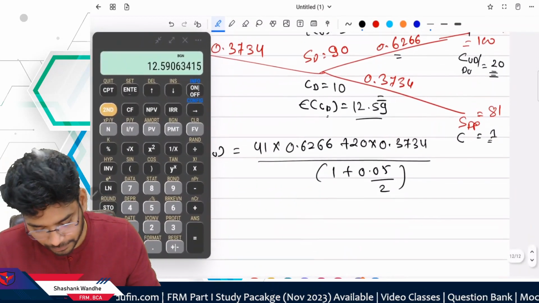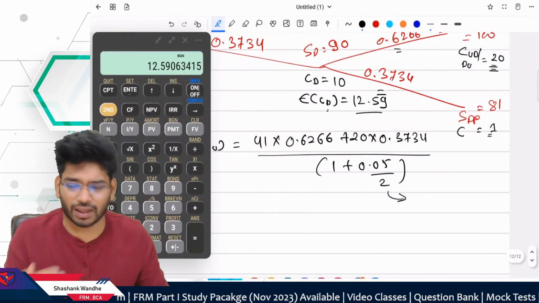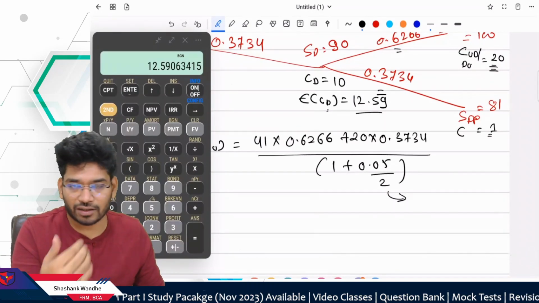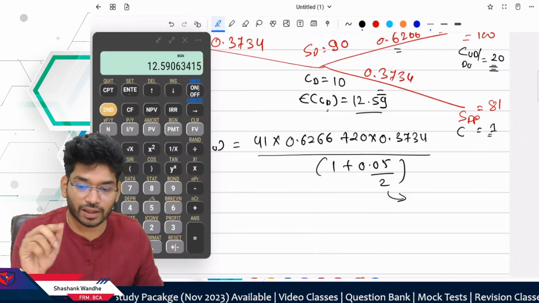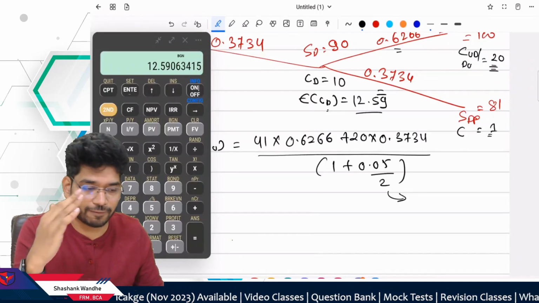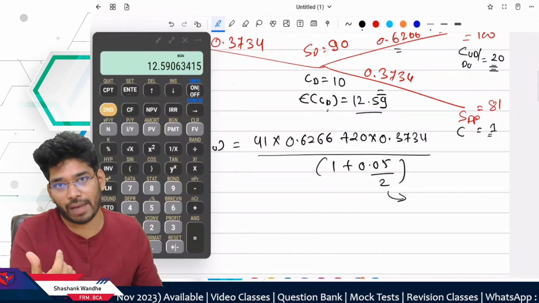Now remember, I directly assumed this particular rate, the 5% rate, as semi-annual. If you want to do this, simply divide the 5% by 2, and you will get a semi-annual rate.